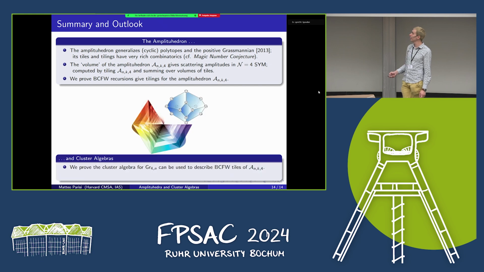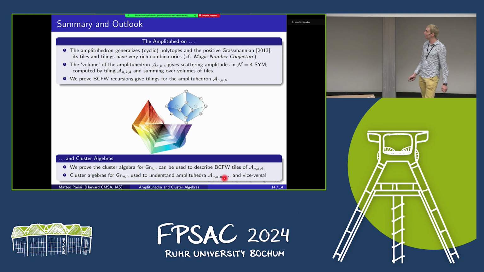We prove that the BCFW recursions from physics give a class of tilings for the m equals 4 amplituhedron. And then, of course, the relation with cluster algebra: we prove that the cluster algebra for the Grassmannian 4, n can be used to describe these BCFW tiles, the tiles that enter this BCFW tiling. And finally, in general, we conjecture, and we also show in different cases, and there is also work in progress, that cluster algebra for m, n can be used in general to understand the amplituhedron n, k, m, but also vice versa, that thinking about tiles in the amplituhedron gives us ways to produce cluster quasi-homomorphisms to better understand the combinatorics of cluster algebra m, n that is, as I mentioned before, deeply unexplored.